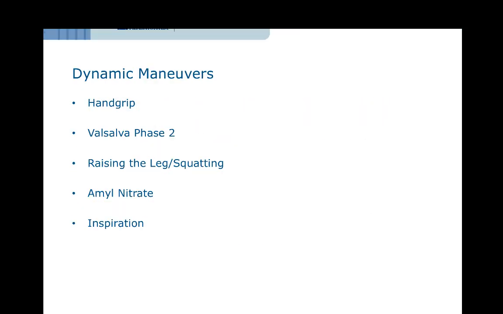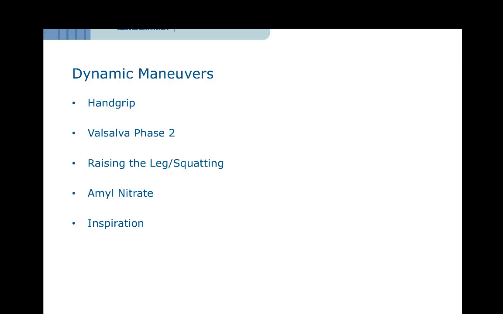But first, let's talk about the different dynamic maneuvers we have. We have handgrip, Valsalva, which is specific to phase 2. There are 4 phases, but what you'll be tested on primarily is phase 2 of Valsalva. Raising a leg or squatting, amyl nitrate, or inspiration. So the key to understanding how these maneuvers are going to affect the murmur changes is to understand how they're going to affect your afterload or your preload.